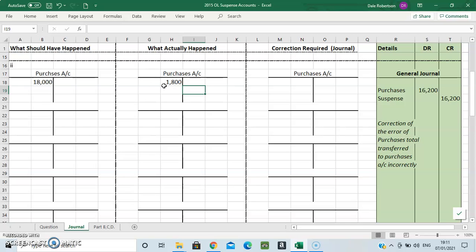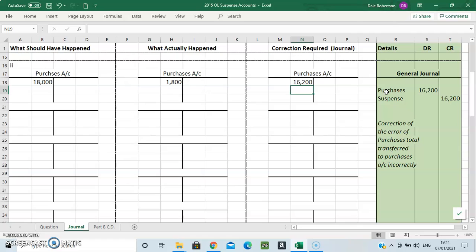So therefore we need to make this 1,800 up to 18,000. How do we do that? Well, we need to put something more on the debit side. How much more? How do we bring 1,800 up to 18,000? I think that is 16,200 on the debit side. That correction would bring this up to this. So that is the correction that's required.